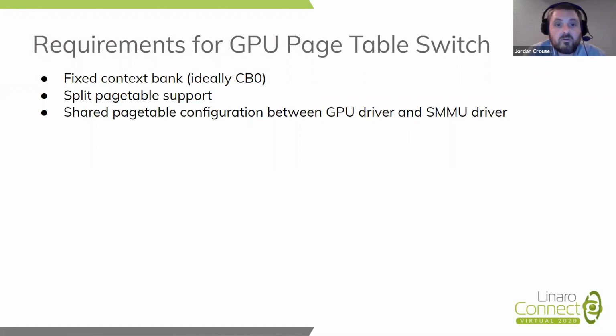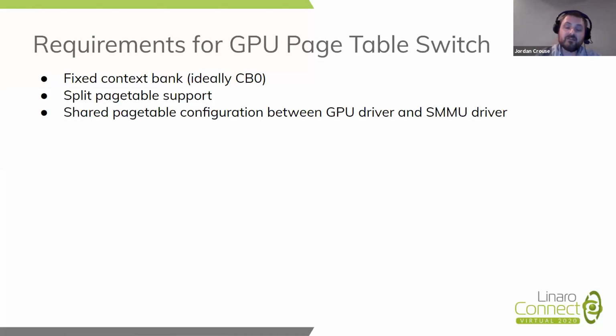The next step is to have split page table support, so the TTBR1, TTBR0. This is critical because it allows us to switch page tables without having to remap all of the global buffers, the ring buffer, the microcode, other things, into every page table and have to try and manage that. And then we do need to figure out a way to share the page table configuration between the GPU driver and the SMMU driver.